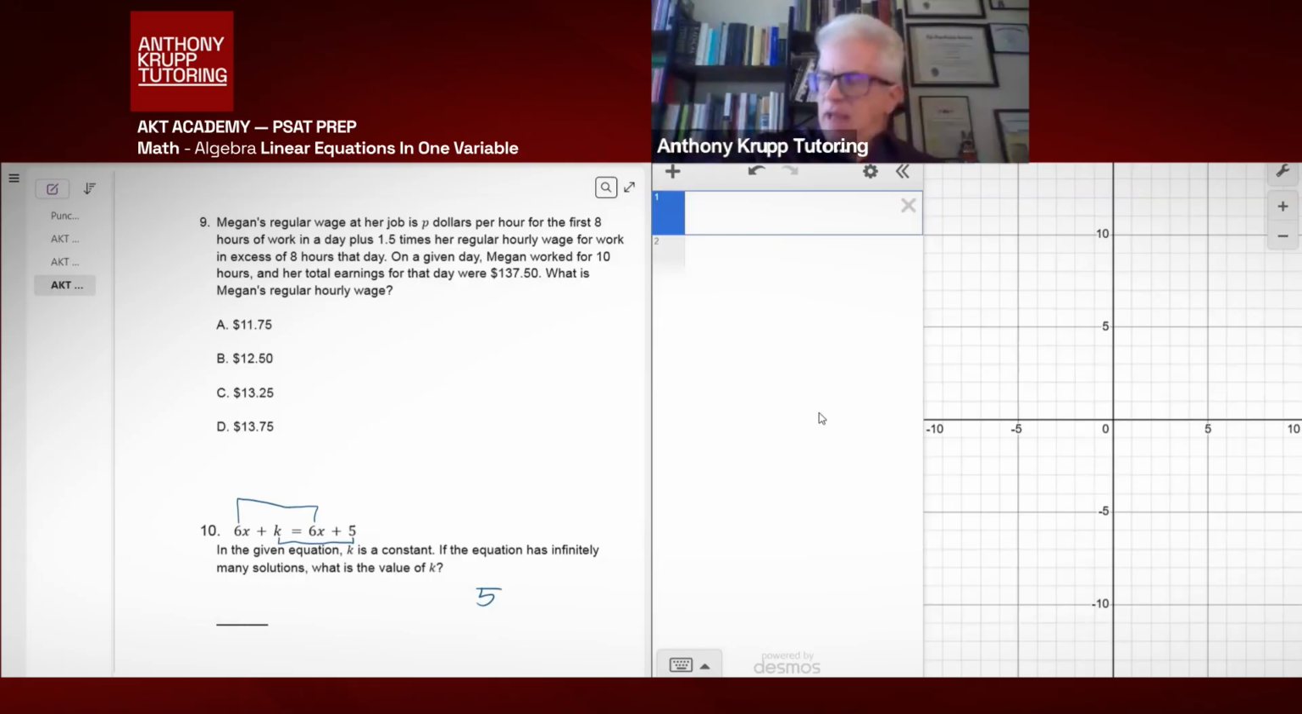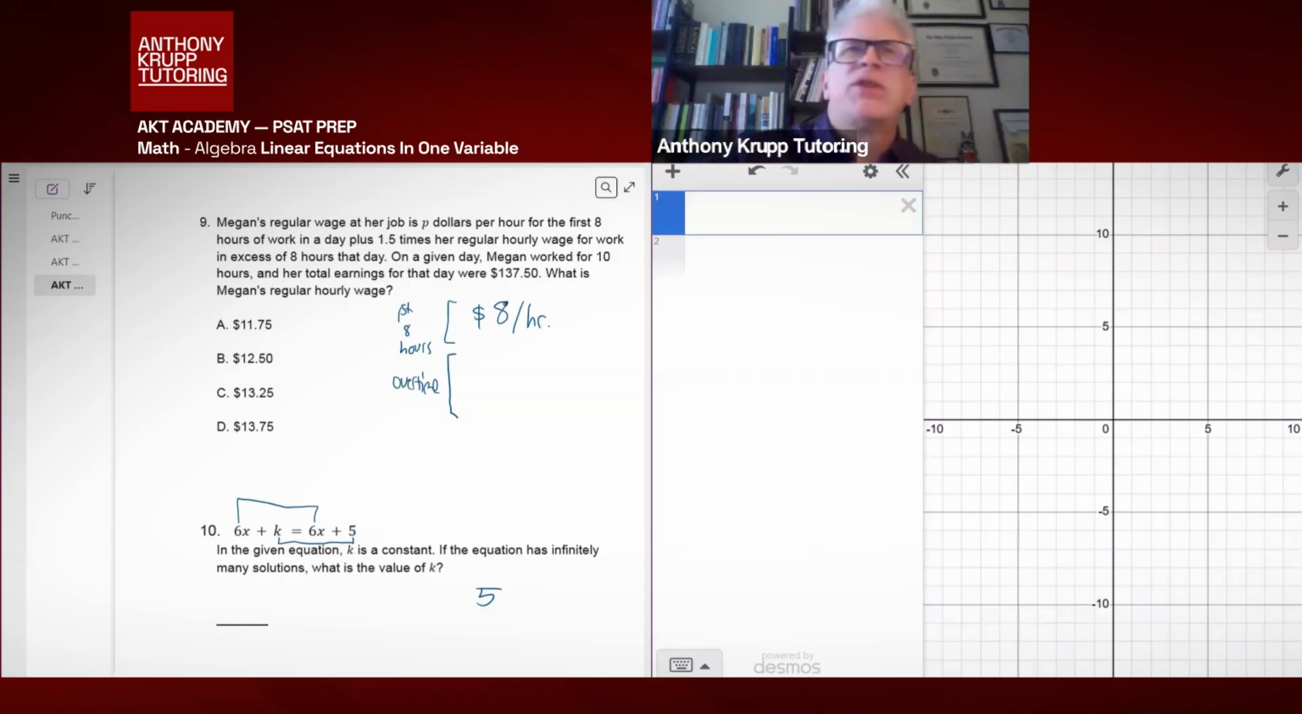All right. Megan's regular wage at her job is P dollars per hour for the first 8 hours of work in a day. Oh, okay, interesting. So it looks like it's $8 per hour. And that's just for the first 8 hours, right? Plus 1.5 times her regular hourly wage for work in excess of 8 hours of that day. So let's just call this overtime. 1.5 times her regular hourly wage.